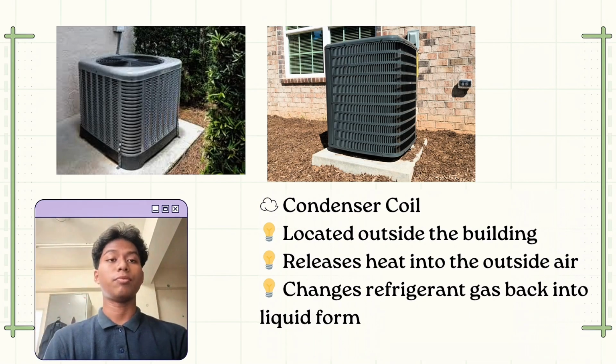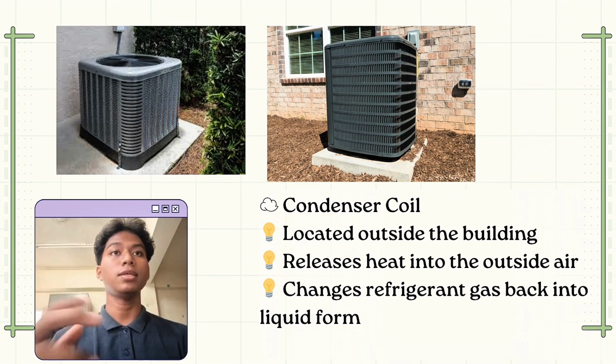The third component that we need is the condenser coil. Its function is that it is located outside the building. The second is to release heat into the outside air. And the third is to change refrigerant gas back into liquid form.